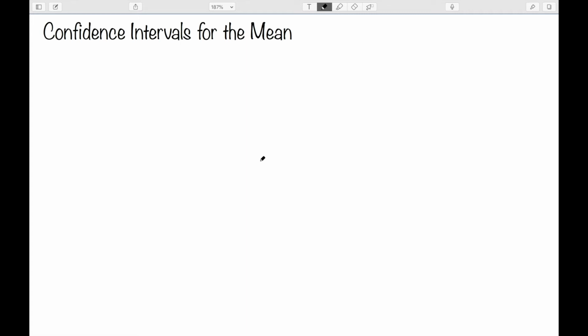Now that we have an idea of what a confidence interval is, let's look at how to actually calculate one. I'm going to start with confidence intervals for the mean, how to estimate the mean. And I'm going to show how to do this by hand using summary statistics like the mean and standard deviation of the sample, as well as how to use R if I have a set of data.